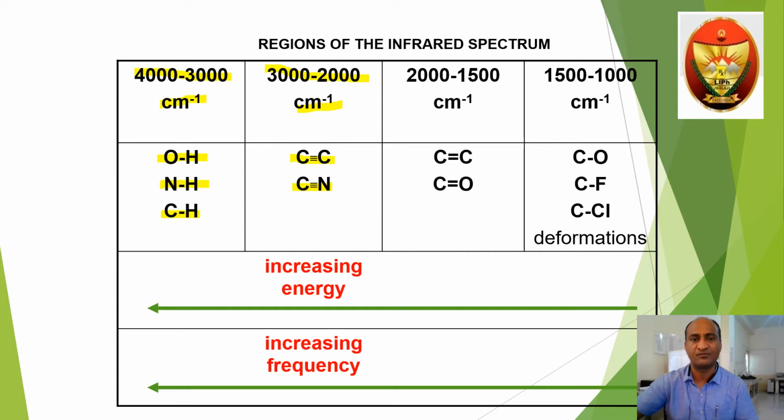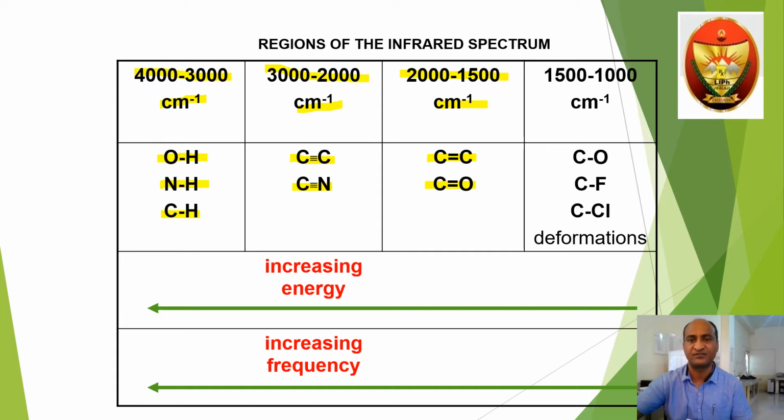These triple bond compounds absorb between 2000 and 3000 reciprocal centimeter, and in 2000 to 1500 reciprocal centimeter we have double bond systems. It may be C double bond N, or C double bond C like in alkene, or aromatic ring C double bond C, or a carbonyl C double bond O absorption.